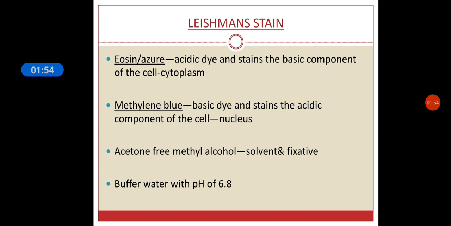Okay, then you have another component which is present in Leishman stain, that is acetone-free methyl alcohol. So this acetone-free methyl alcohol acts as a solvent as well as a fixative. Okay, then you require buffered water with the pH. What is the pH? It is 6.8.